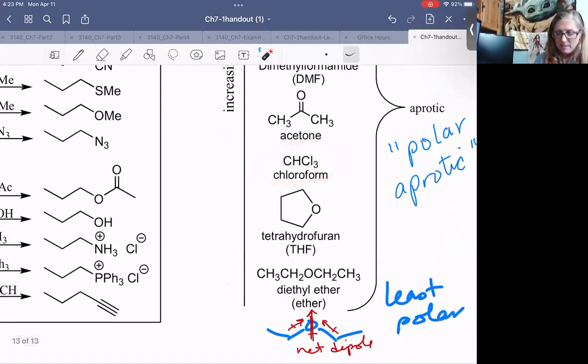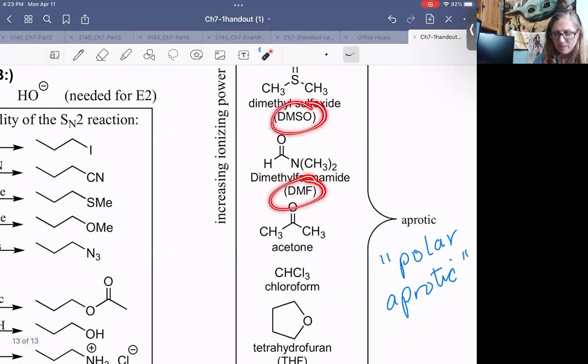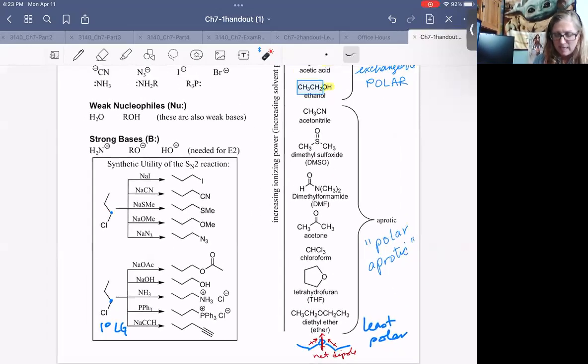Chloroform is CHCl3, and then both of these are examples of ethers. So we have a carbon-oxygen-carbon bond. That's what makes it an ether. This is called diethyl ether. So if you just use the word ether in the lab, the instructions are referring to diethyl ether. And this one is called THF. That stands for tetrahydrofuran.